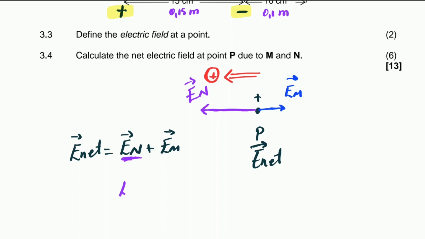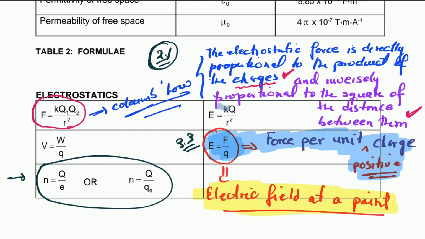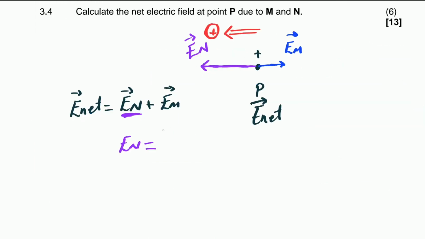So the electric field due to N, how do we calculate this one? We are going to the formulas. This one is an electric field which is not uniform, and we are going to use that formula there. This formula is for the electric field when the electric field is not uniform. Not uniform means that it changes due to the distance. And that is the case here. So the formula is E equals K multiplied by Qn divided by the distance squared. And all we have to do is to substitute.